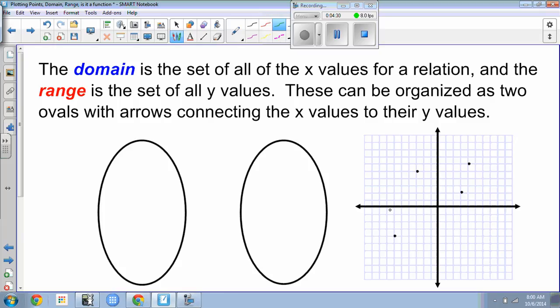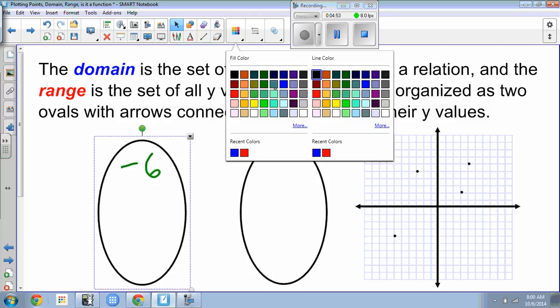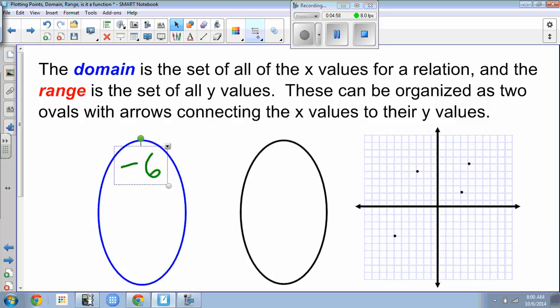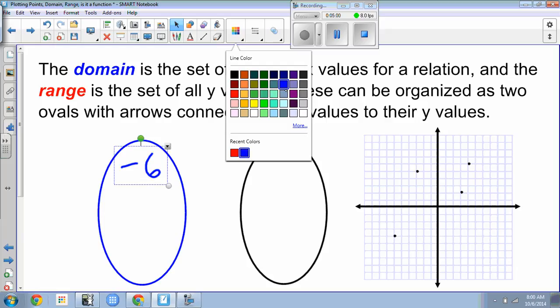So we'll go through one point at a time. And this first one appears to be at negative 1, 2, 3, 4, 5, negative 6. So this guy down here, he's got an x value of negative 6, and this is our domain. Okay, let's see if we can make that blue. We talked about domain up top as being in blue, so why not go ahead and make it blue so we can see it the way that it looks up here in the notes, be consistent. -6 is our domain value here.